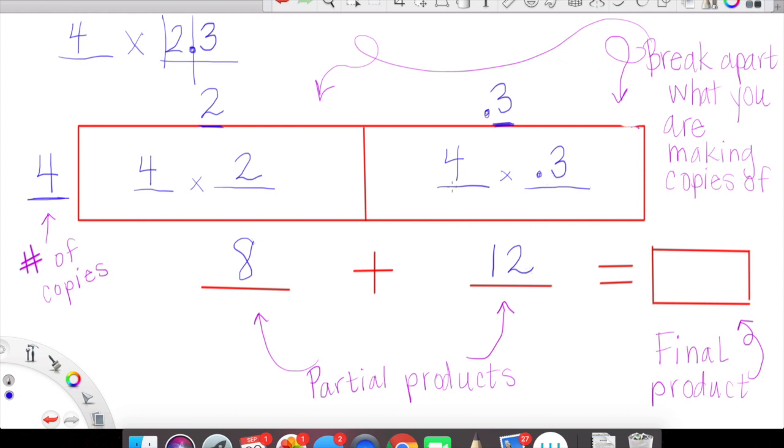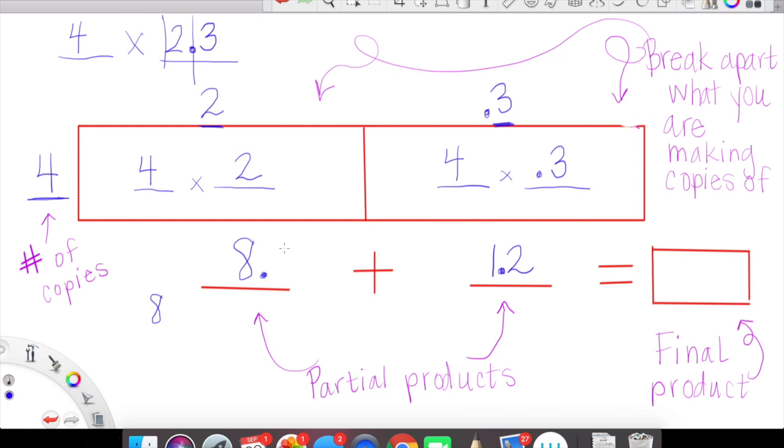Don't forget your decimal point. 4 times 3/10 is going to be 12/10. This is 12/10. Now I have 2 partial products. We need to add those together to find our final product. Let's go ahead and add those together in some space that we have.